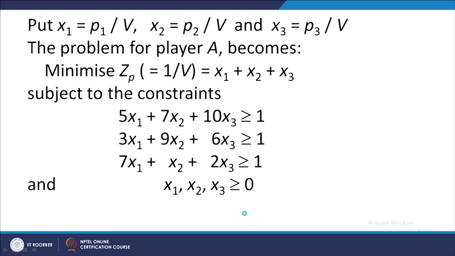Now we will adopt our strategy by making this substitution as follows: x1 is equal to P1 upon V, x2 is equal to P2 upon V and x3 is equal to P3 upon V. And the problem for the player A will become minimize ZP, which is equal to 1 upon V, is equal to x1 plus x2 plus x3. Subject to the constraints 5x1 plus 7x2 plus 10x3 greater than or equal to 1, 3x1 plus 9x2 plus 6x3 greater than or equal to 1, 7x1 plus x2 plus 2x3 greater than or equal to 1, and all three variables x1, x2, x3 greater than or equal to 0.